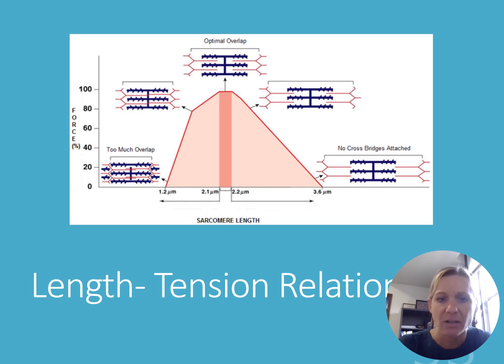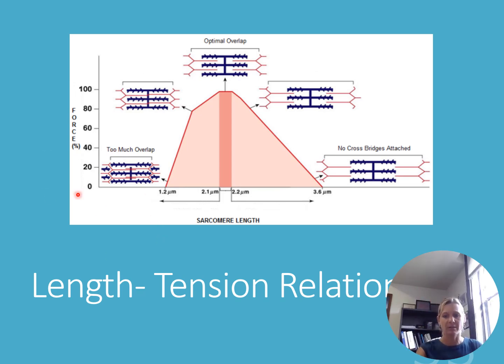So here you can see the length tension relationship. And essentially what we're saying is there's an optimal level of overlap where the myosin heads can grab onto the actin. The greatest number of myosin heads can grab onto the actin in this position, okay? We can also have too much overlap.